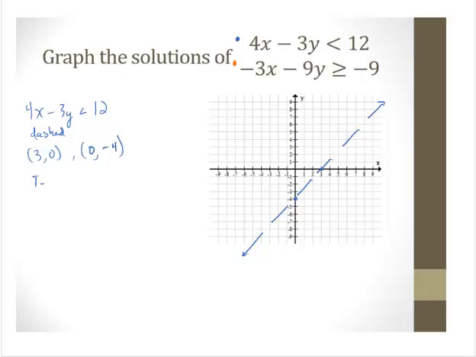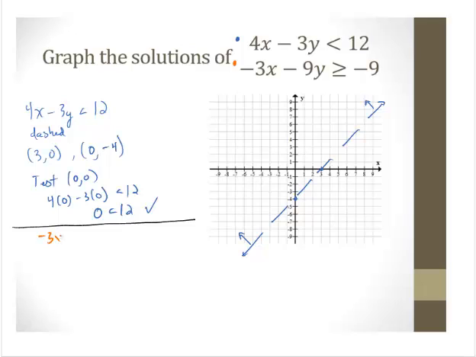I'll test (0, 0). Testing (0, 0), 4 times 0 minus 3 times 0, is this less than 12? Is 0 less than 12? Yes. So (0, 0) is a solution. But now I'm not going to do any shading yet. But what I am going to do is put some arrows saying that I would have shaded above that line. Now let's look at the other inequality.